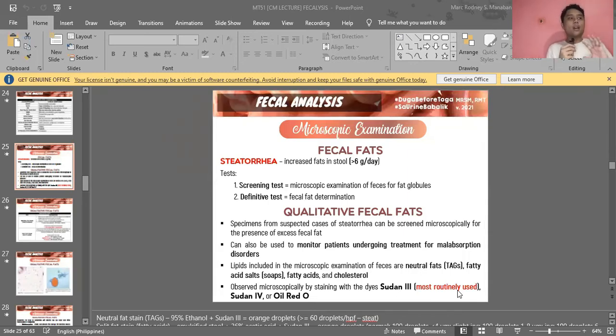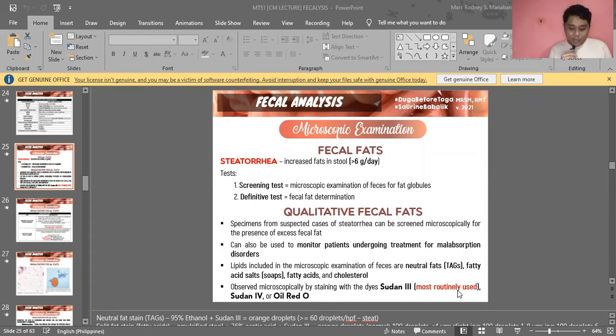And usually it's caused by two major conditions. You have malabsorption or maldigestion. So we will discuss or differentiate these later. For the screening test of your fecal fats, of course, it's more on the qualitative examination of feces for fat globules. So we stain the fat globules, that's why it's called qualitative. And for confirmatory, we perform quantitative to determine the amount, the concentration of fats found in the stool sample, all right? So we'll start first with the qualitative, which is your screening test again.